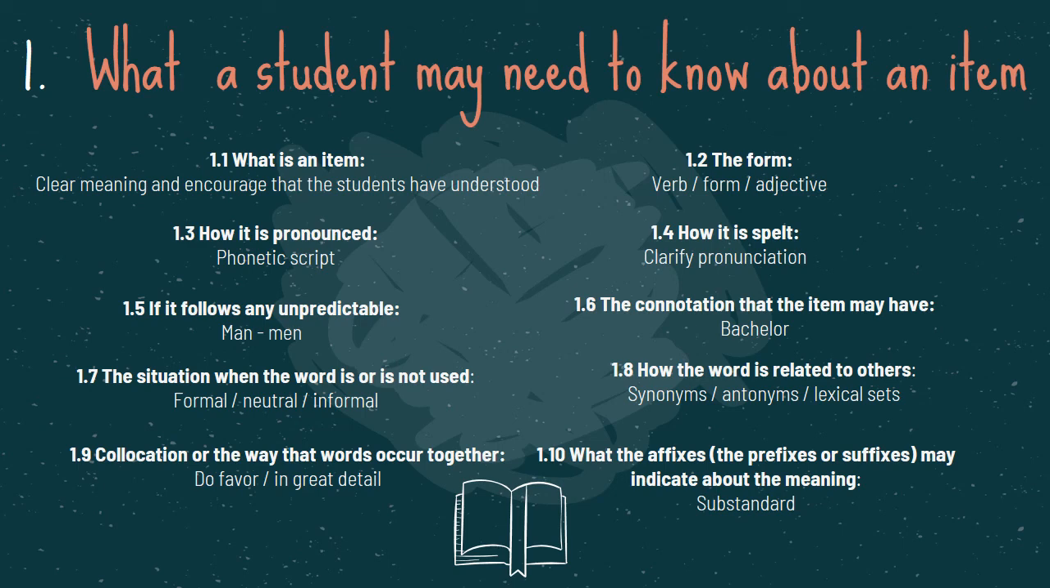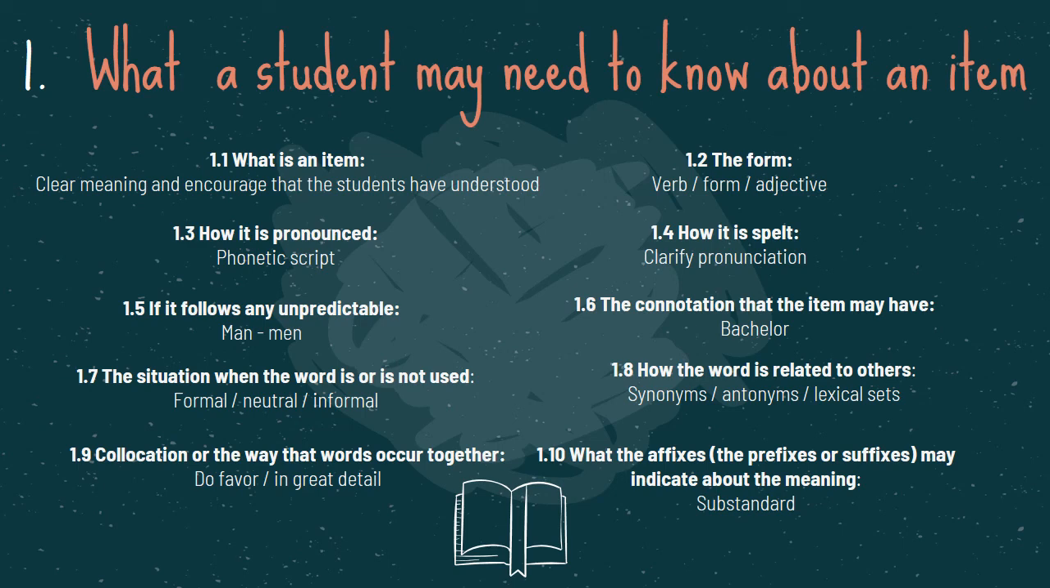Five, if it follows any unpredictable pattern, for example, that I put here is man and men, and it is because sometimes there are some words that have unpredictable grammatical patterns, so we have to teach them in a way that they can recognize them.